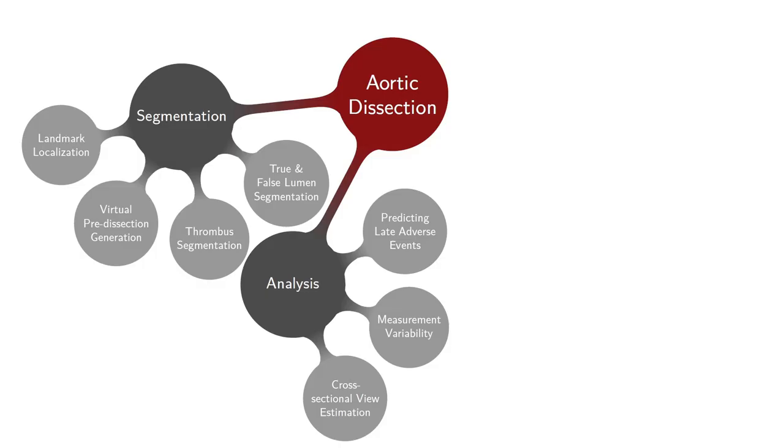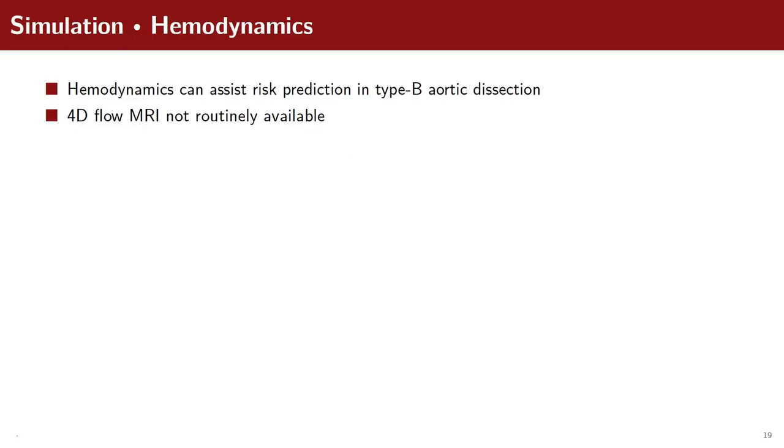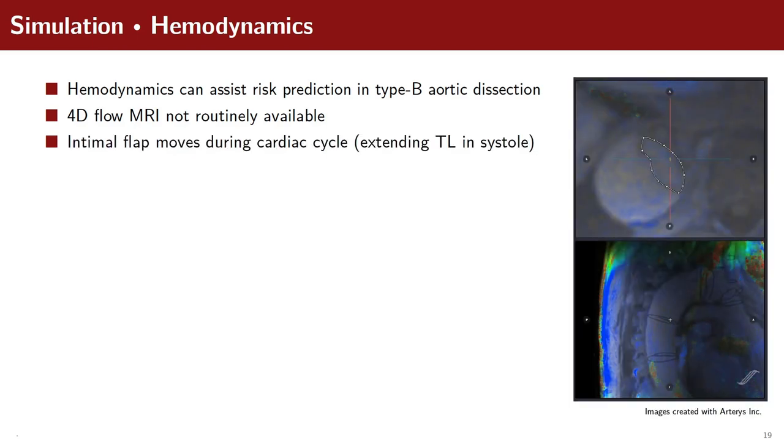So far, we talked about segmentation and analysis of aortic dissection. The next topic concerns computer simulations to obtain patient-specific hemodynamic parameters. Hemodynamics can assist risk prediction in type B aortic dissection. However, 4D-flow MRI is not routinely available. Therefore, we are interested in simulations to obtain information on wall shear stress, streamlines, and pressures. On the right, we see the dissection flap moving during the cardiac cycle, with its area extending during systole.